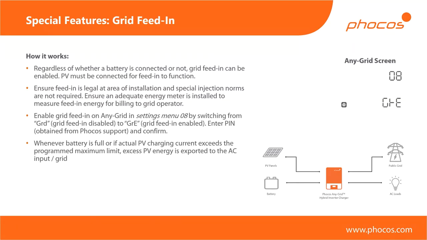We have the grid feed-in feature. I think, yeah, it's obvious what it does. As soon as you have more power that you can either use to charge your battery or to power your loads, that means you have excess power, and then you can sell that power to the grid. In order to do that, you go into settings menu number 8 to enable grid feed-in, and you will require a PIN, and this is important so that you don't activate it by accident. A lot of grid operators would be very unhappy if you could, and you will get that PIN number. It's a 4-digit number from our support team.